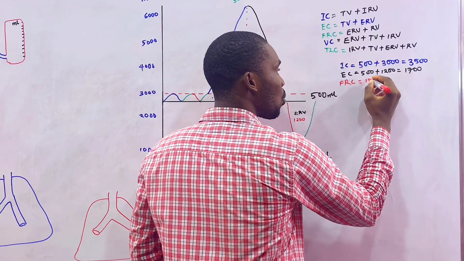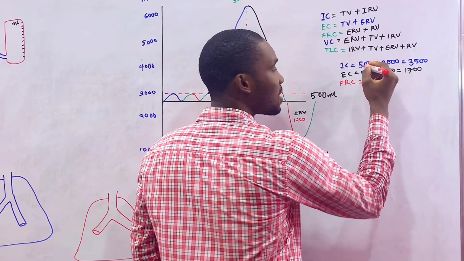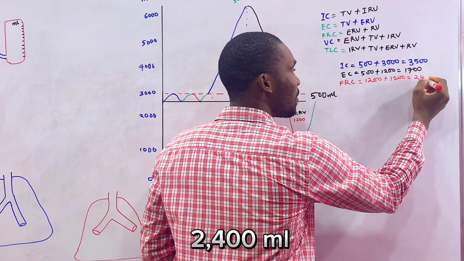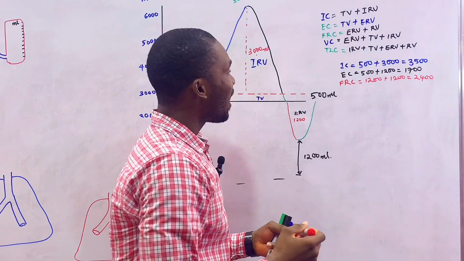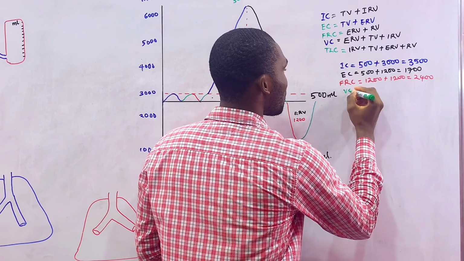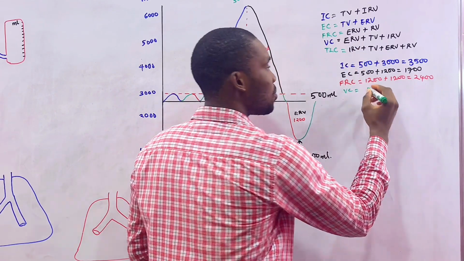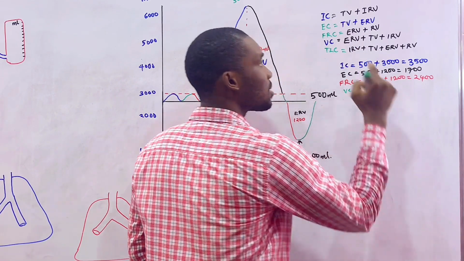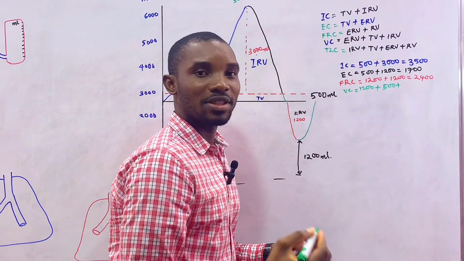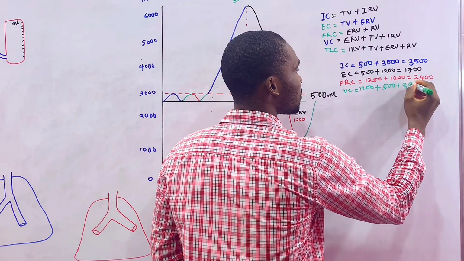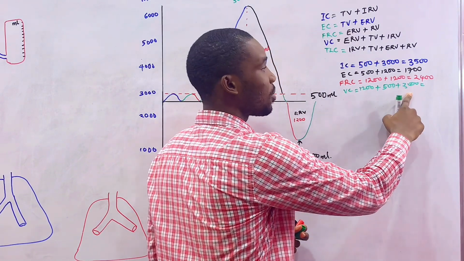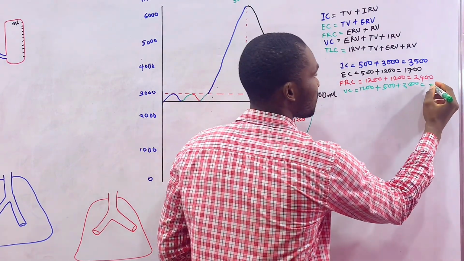Then the functional residual capacity is equal to expiratory reserve volume, which is 1200, plus residual volume, which is 1200, to give 2400. And then the vital capacity is expiratory reserve volume, which is 1200, plus tidal volume, which is 500, plus inspiratory reserve volume, which is 3000. 1200 plus 500 is 1700, plus 3000, that's 4700. Right?